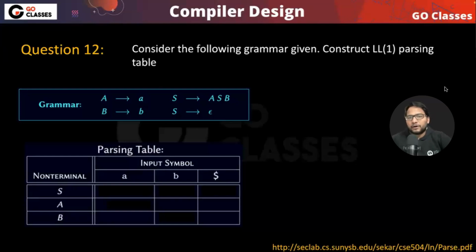Consider the following grammar given. Construct the LL1 parsing table. Now, can you construct the LL1 parsing table using the grammar? So see, this is capital A gives a small a, and then where will you put this production, right? Where will you put this production? Tell me.